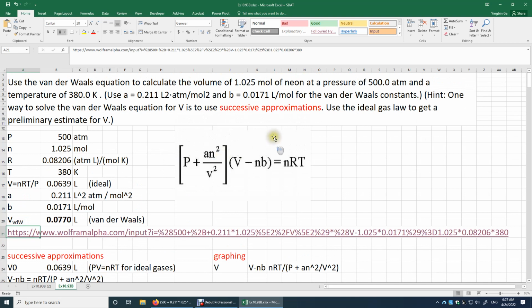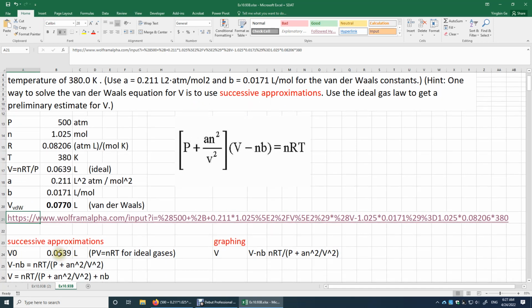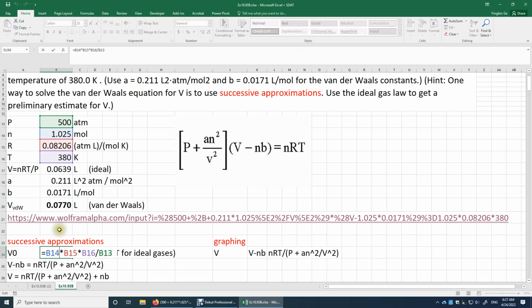Now I'm going to show you the method of successive approximations. So what does that mean? That means you need to make approximations, and you need to make successive approximations. So first approximation, I'm going to use the ideal gas law to calculate the volume.